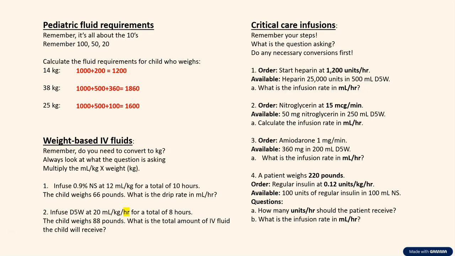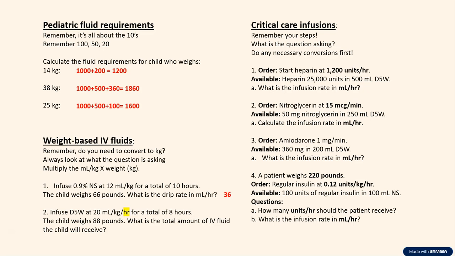Do I need to convert to kilograms? Yes, you do. So you should have converted your 66 pounds into kilograms. From there, you take your 12 multiplied by your weight in kilograms to equal 360. So the total amount is 360, and then you have to divide it by 10 hours. So your drip rate becomes 36 milliliters per hour.